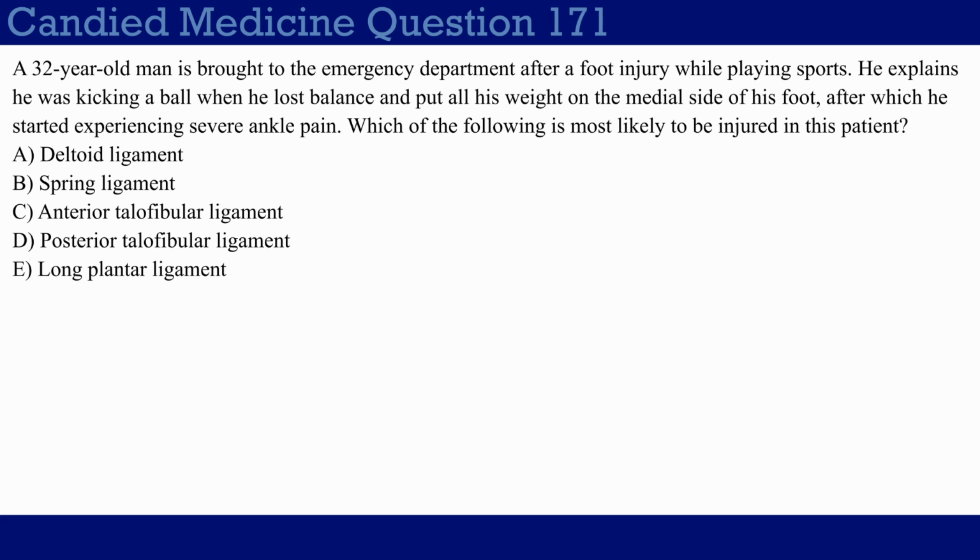Choice A, deltoid ligament. Choice B, spring ligament. Choice C, anterior talofibular ligament. Choice D, posterior talofibular ligament. Or choice E, long plantar ligament. I'll wait 5 seconds and answer the question.